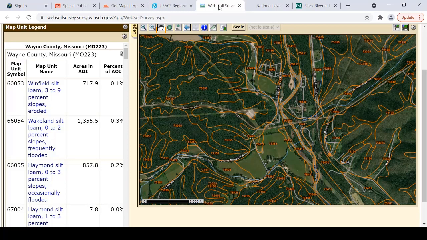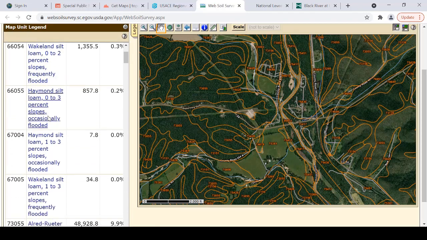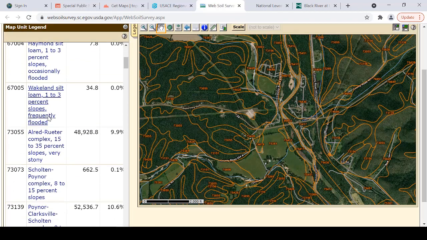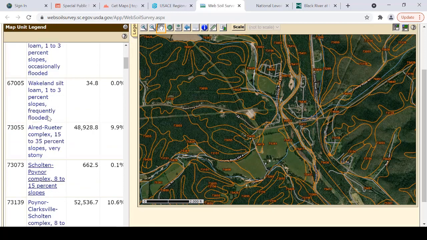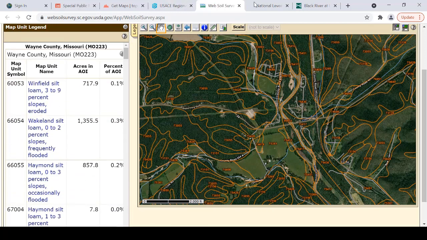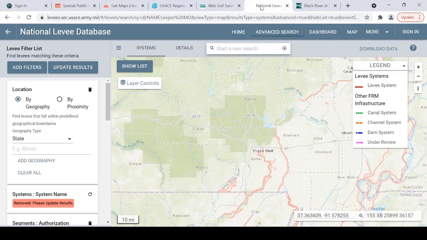We can also look at soils on the USDA Web Soil Survey. And if you take a look off to the left here, there's all these records here for the types of soils that exist in the project area. We also look at the National Levee Database to see if we need to enter Section 408 review.